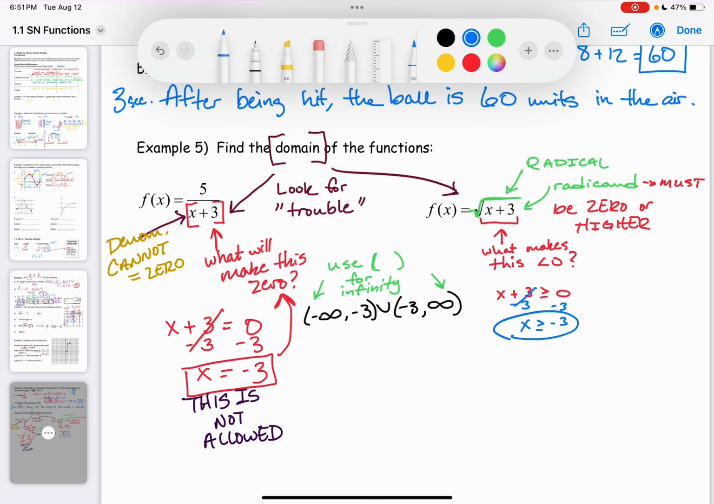How can we write that as an interval? Well, you would say the low end is negative 3. And there's a little mark right there, so it's included. And then from there, it just goes up infinitely. So it goes from negative 3 to infinity.